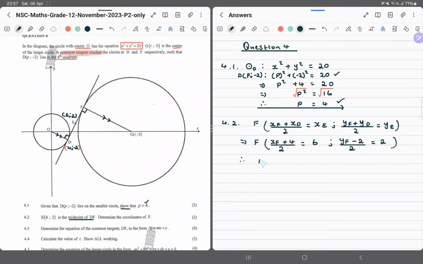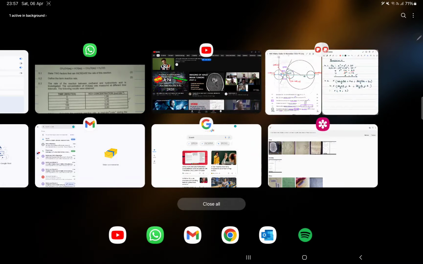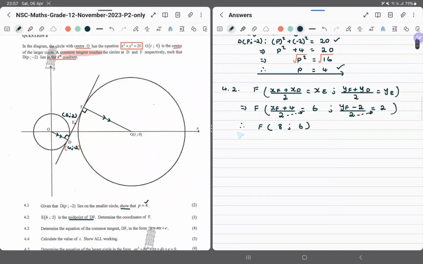Then we can make our final conclusion. We then just cross multiply the 2 to 6. We get 12. 12 minus 4, we get 8. Then we do the same here. We cross multiply the 2, we get 4. We transpose 2, it becomes 6. Alright, so that's what we do.